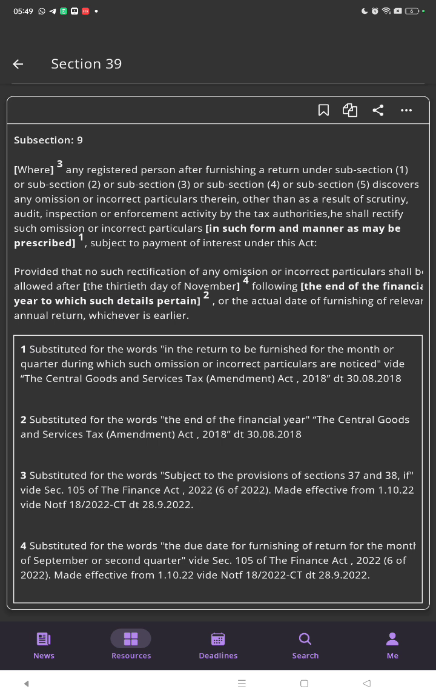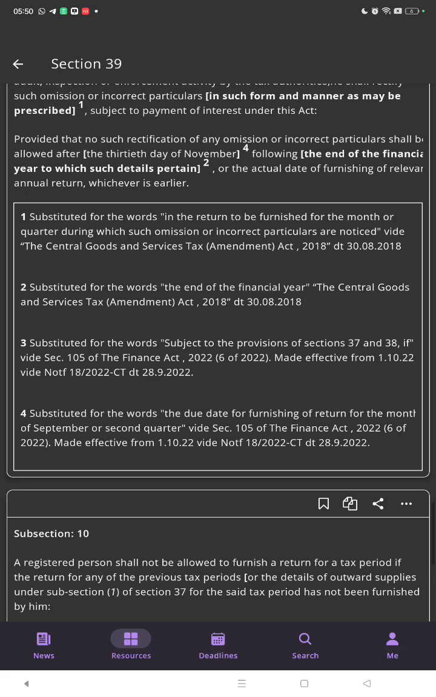Provided that no such rectification of any omission or incorrect particulars shall be allowed after the thirtieth day of November following the end of the financial year to which such details pertain, or the actual date of furnishing of the relevant annual return, whichever is earlier. This is substituted for the earlier words.